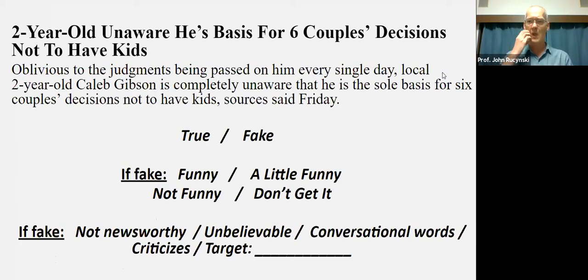So this is what a worksheet would look like, okay? So, 2-year-old unaware he's basis for 6 couples' decisions not to have kids. Students would collaborate on this, first guessing together if it's true or fake. And if it is fake, do they find it funny? Again, the appreciation of the humor, or do they just not get it? And then if it's fake, what was the hint? Is it not newsworthy? Is it too conversational? Did they find some target? So this is making fun of President Trump. This is making fun of NATO, etc. Okay, so students can do a lot of these together.